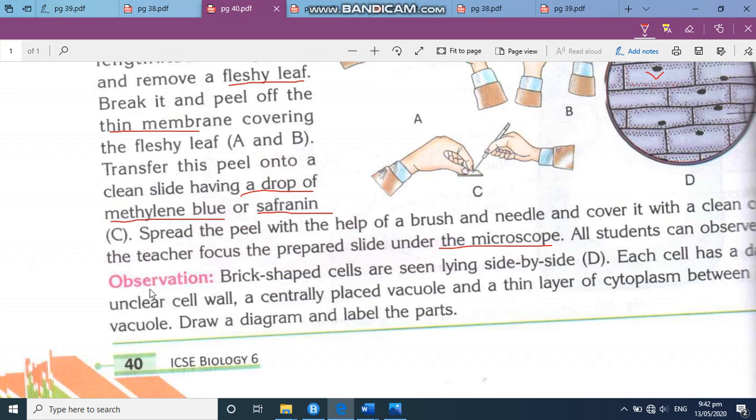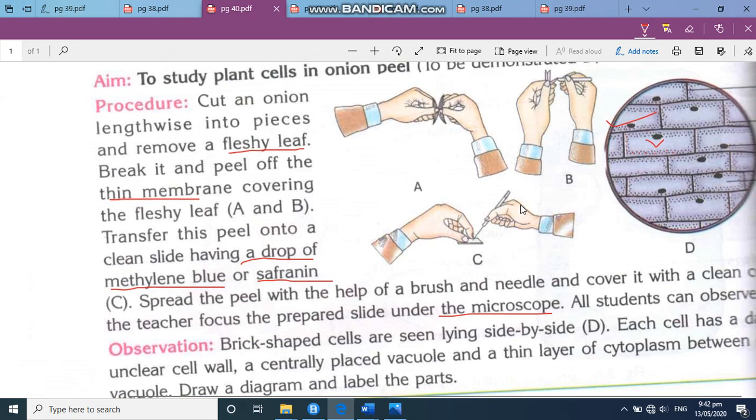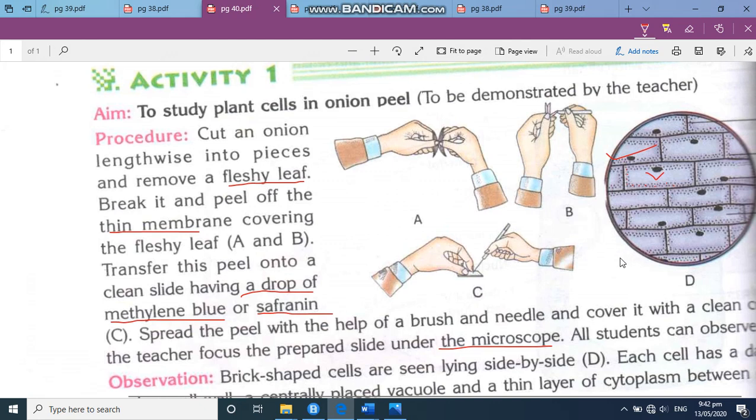Each cell has a distinct cell wall, a centrally placed vacuole, and a thin layer of cytoplasm between the cell wall and the vacuole. So draw a diagram and label the parts. This diagram you can draw, and you have to label the parts.